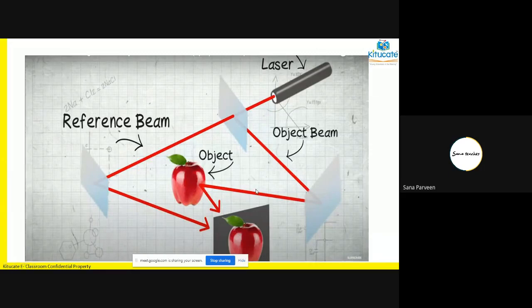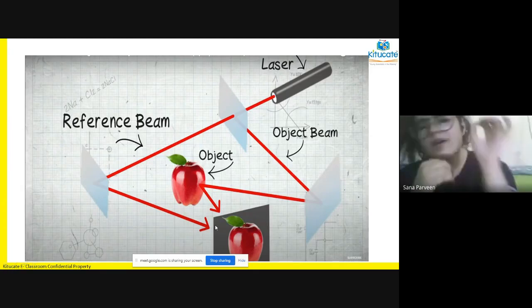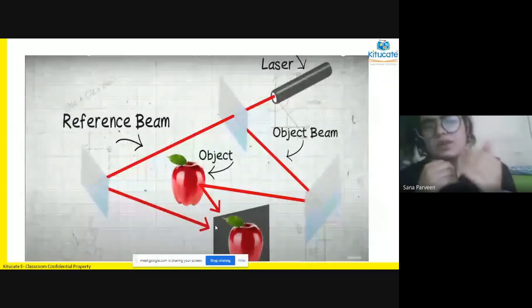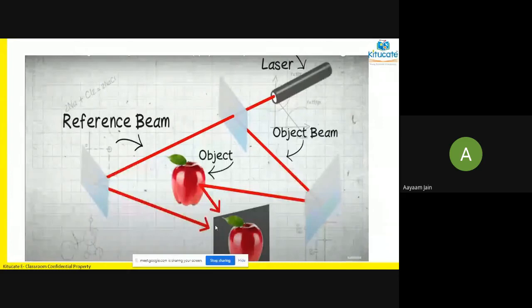Once you are done reflecting the laser light from here, then moving here, then moving here, and then at the end on the surface, you also have to bring the reference beam. The reference beam has to come here, then get reflected, and both the object beam and the reference beam meet, and that point is called the hologram, where it is going to be formed. Is it clear how a hologram is formed?